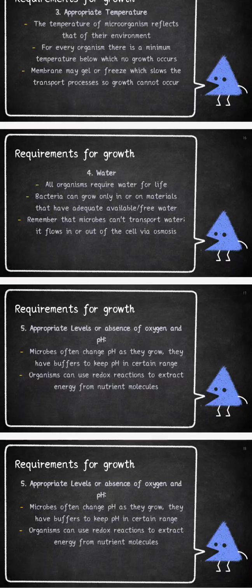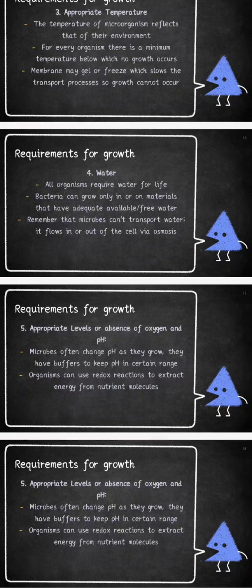Last requirement: the appropriate levels or absence of oxygen, and pH. First, let us deal with pH. pH is the power of hydrogen ion concentration. Microbes often change pH as they grow, so they have buffers to keep pH in a certain range.